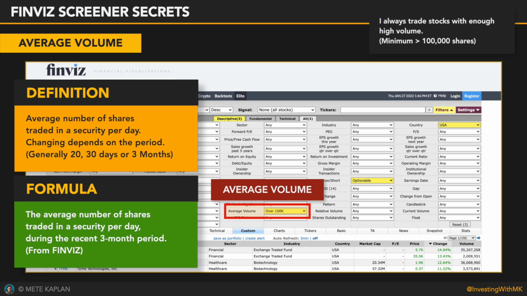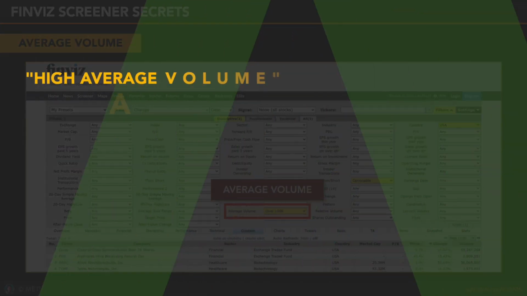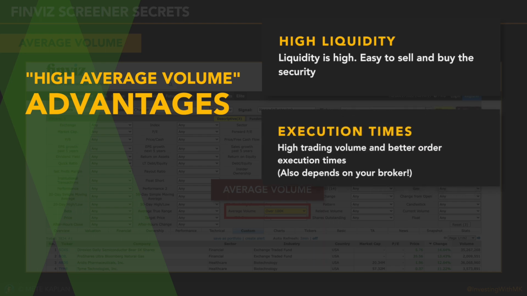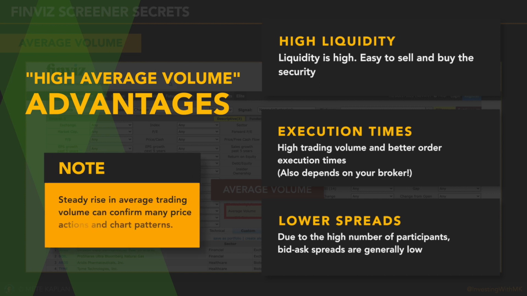Simply put, stay away from anything with a low trading volume. What are the advantages of high volume? First of all, it's easy to sell and buy the security. Liquidity is high. And order execution times are better with high volumes because many people are willing to buy or sell the shares, although execution times also depend on your broker. Due to the high number of participants, bid-ask spreads are generally low. Penny stocks and small caps with high volume are another story entirely. Price will be like a roller coaster, but it's great for day traders. We need high volume and high volatility for day trading.